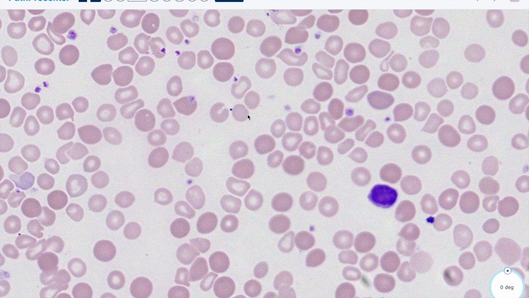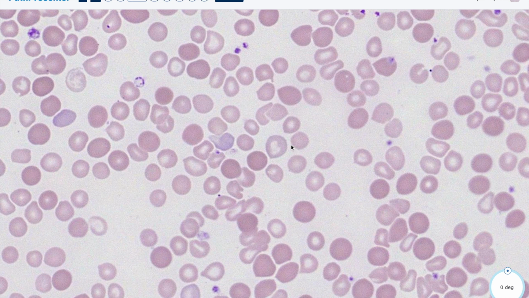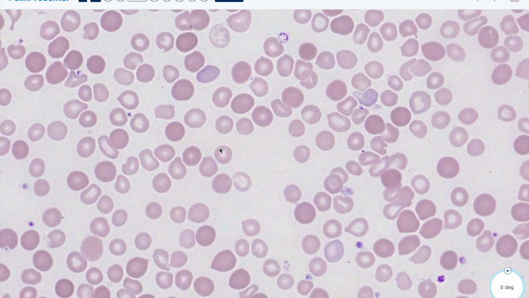ANK1 for ankyrin, SLC4A1 for band 3, SPTB for alpha spectrin. So ankyrin, band 3, and alpha spectrin are going to be the most common mutations.